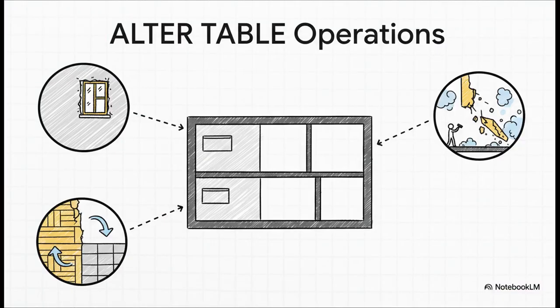But that alter command is incredibly flexible. You can use it to add a new column. That's like putting in a new window. You can drop an existing column, which is like knocking down a wall between rooms. You can even modify a column's data type, which is kind of like changing out the flooring. It's really the essential tool for letting your database adapt and grow with your project.